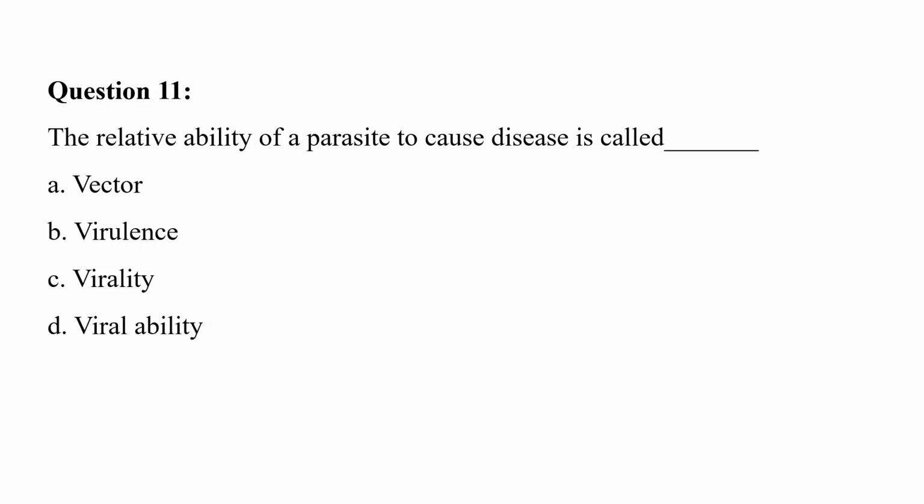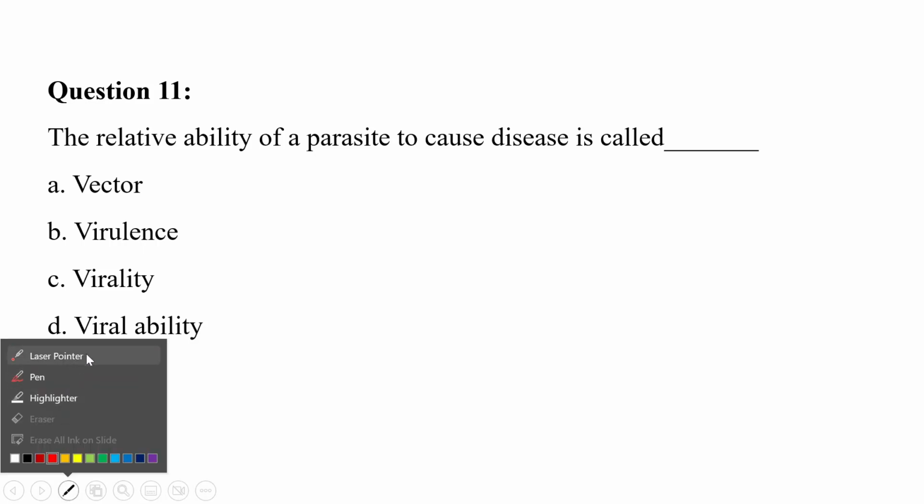So the next question is question number 11. The relative ability of a parasite to cause disease is called dash. Option A is vector, option B is virulence, option C is virality, and option D is viral ability.